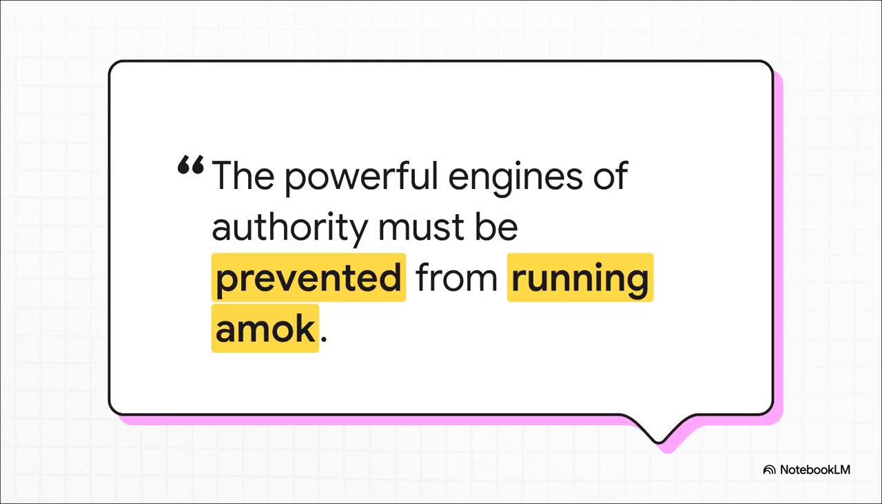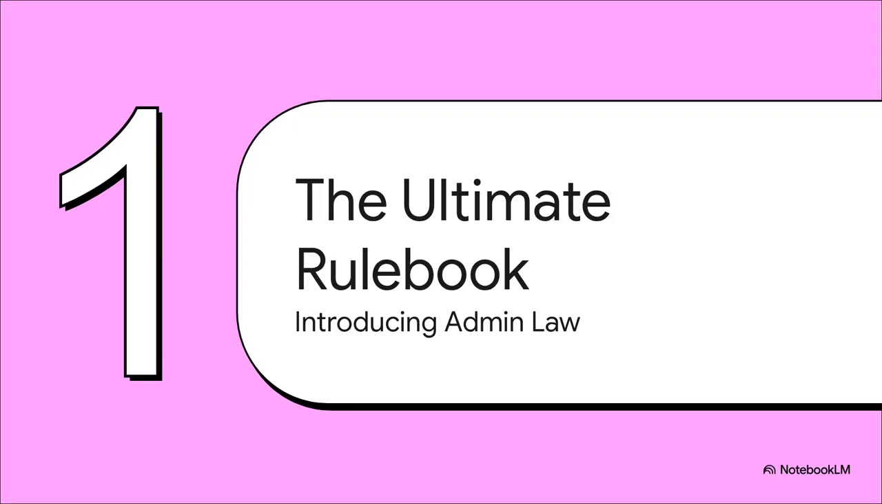This quote just nails it. We build these massive, powerful engines of the state, but we've also got to build a braking system, a set of rules to keep those engines from going off the rails. And that braking system, well, it has a name. And that brings us to administrative law.